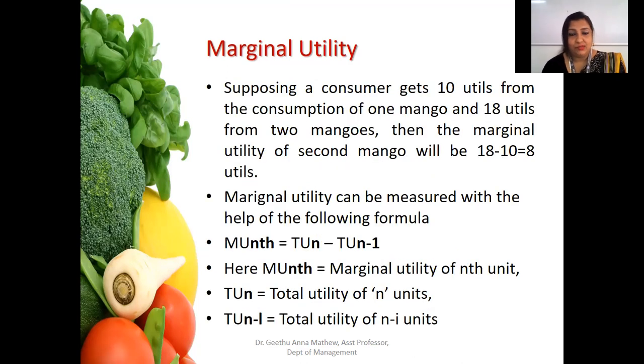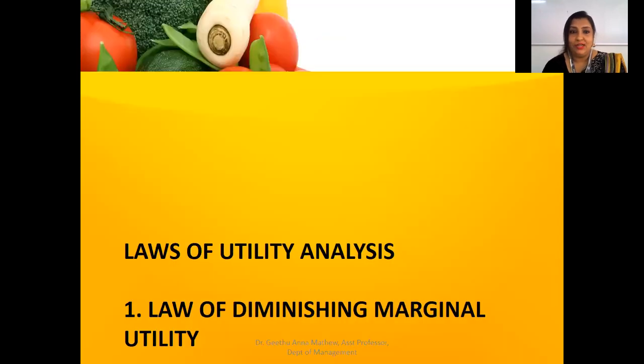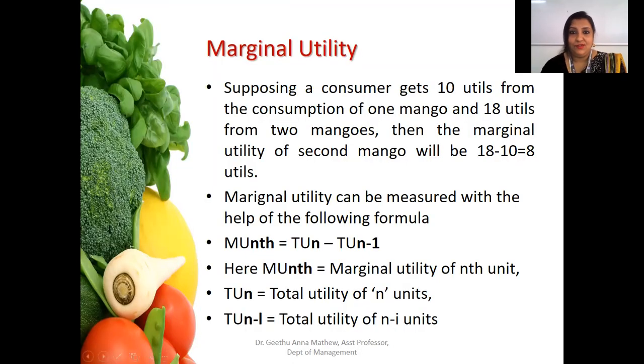Suppose a consumer gets 10 utils from the consumption of one mango and 18 utils from the consumption of the second mango. Then the marginal utility of the second mango is 18 minus 10, that is 8 utils, right? So 10 utils you derive from the first mango, then 18 utils from the two mangoes together. So 18 minus 10 is the marginal utility. So these are the three concepts of utility. I hope you understood the three concepts clearly. Thank you for listening.